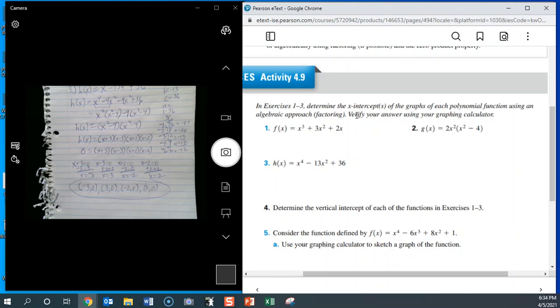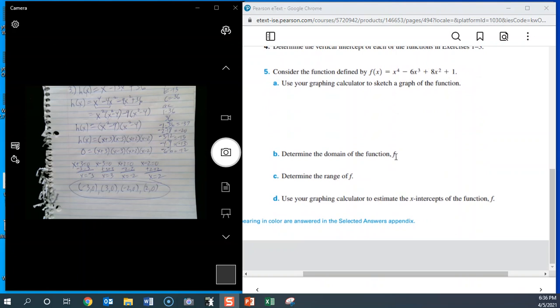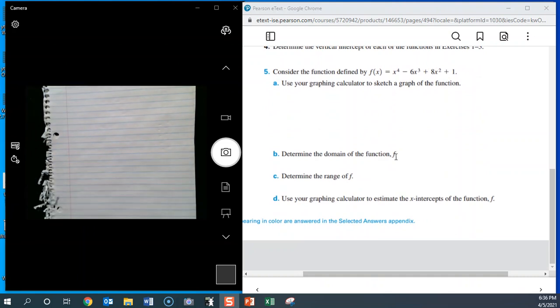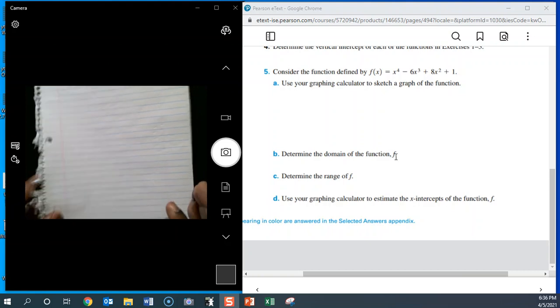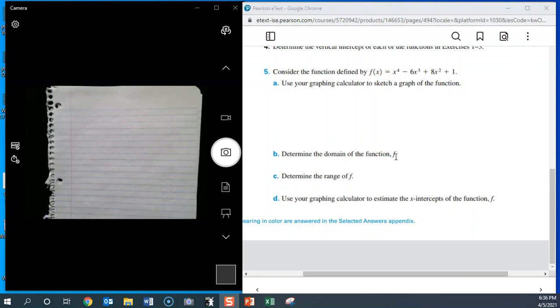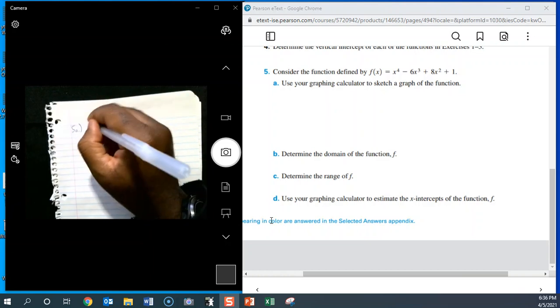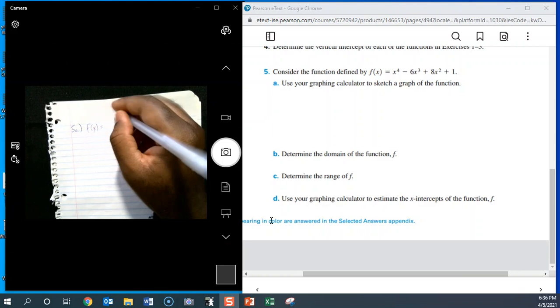Now, we'll move on. Let's take a look at number 5 here. It says, consider the function defined by f of x is equal to x to the fourth minus 6x cubed plus 8x squared plus 1. Use your graphing calculator to sketch a graph of the function. Okay, so let me write this down. Then we're going to use our graphing calculator to sketch this function.